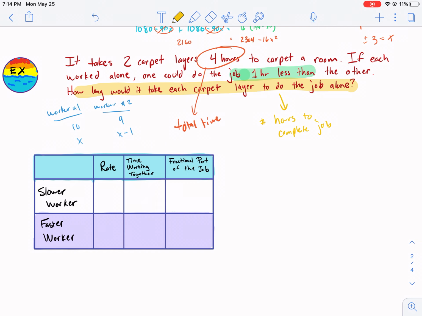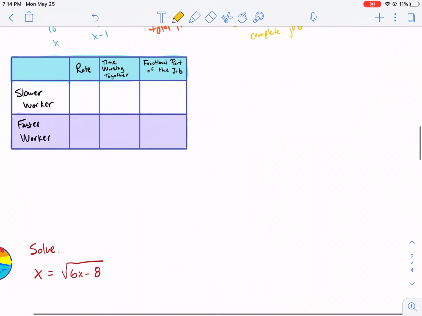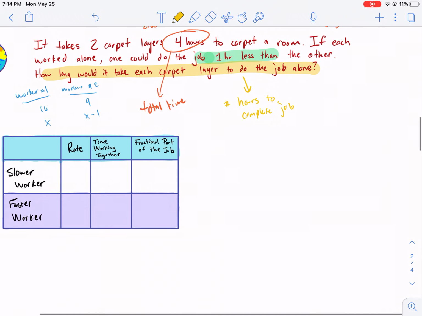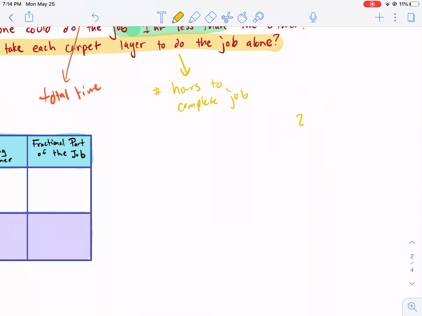Now, when you're talking about job completion, there's lots of questions like on standardized tests about this, but when we're talking about job completion, it's always like a percentage of the job as you go. What do I mean by that? Well, let's say it takes you 2 hours to do the job. Then after 1 hour, how much of the job would you have done? You would have half the job done. Then after 2 hours, how much of the job would you have? You'd have the whole job done, 1/1.